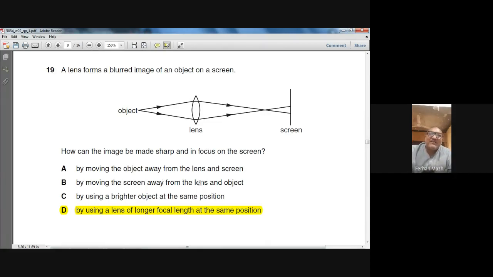By moving the screen away from the lens, if you move this screen backward away from the lens, this thing will not be on the screen. By using a brighter object, that does not help. A brighter object will have nothing to do with where they are focused. So only D is the right option. If you use a lens whose focal length is larger, that lens will not focus here, it will focus here. Its focal length is larger. Okay. Question number 19, D is the choice.